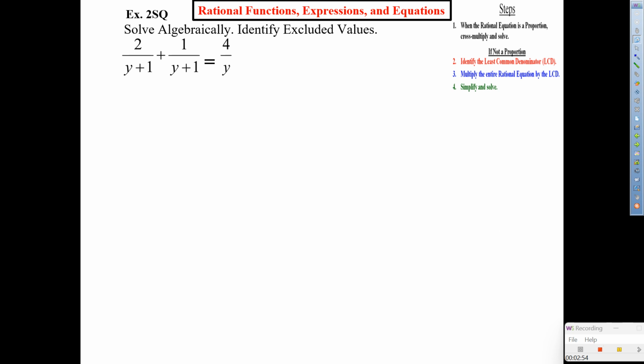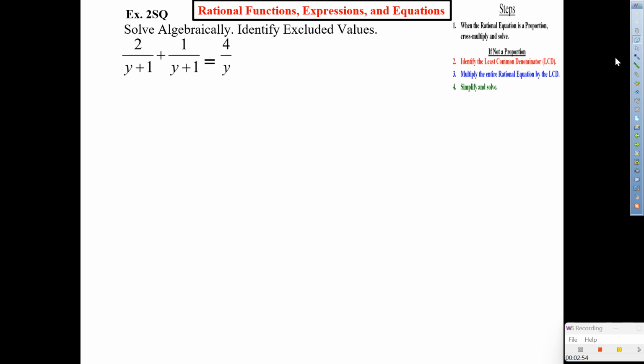I just want to make sure that we got the process right. So by looking at it, tell your neighbor if that is a proportion. Is that a proportion, Jaylene? No, it's not a proportion. Why not, Jacob? More than 2 fractions, yes. We have 2 fractions equal to 1 fraction, so that can't be a proportion.